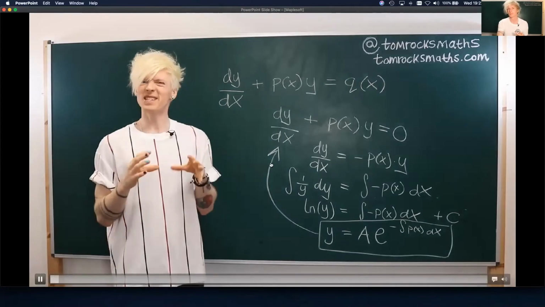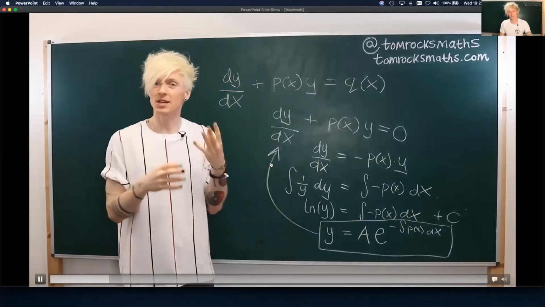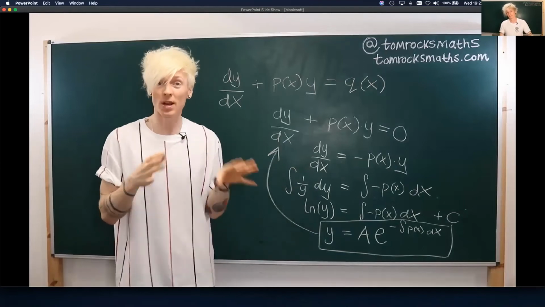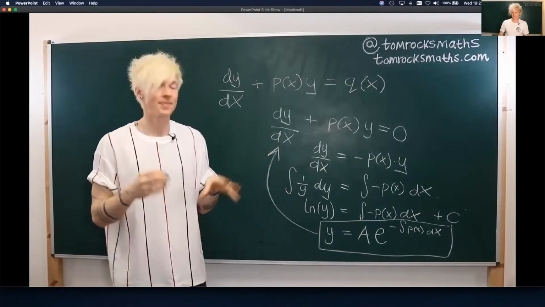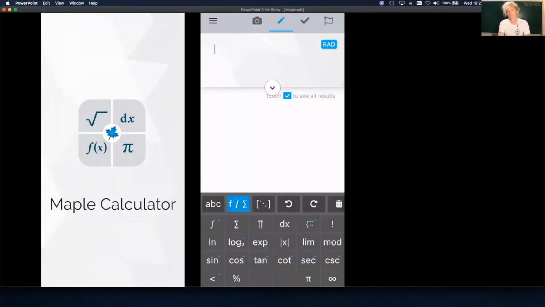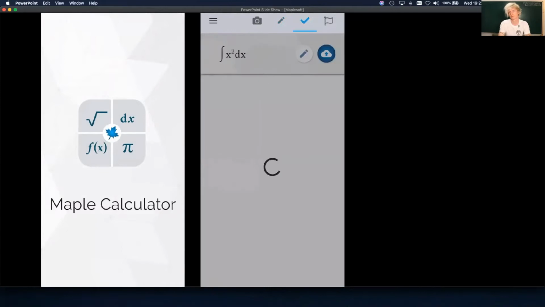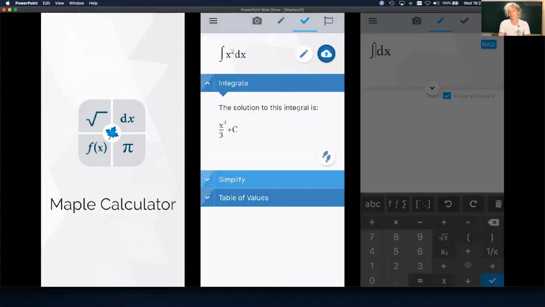So, of course, we still need to integrate our function p of x, which again will be given for a specific question. But fortunately, we can check our working using the Maple Calculator app. All you do is click the integral sign and then input our function p of x, and the app will do the integral for you to allow you to check your answer.